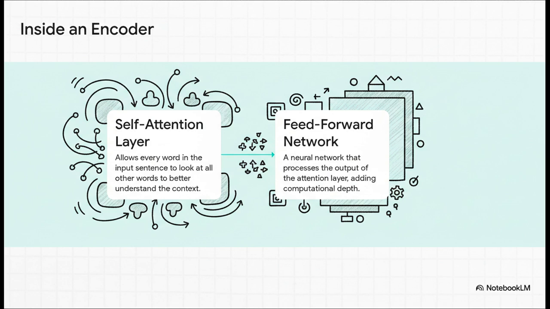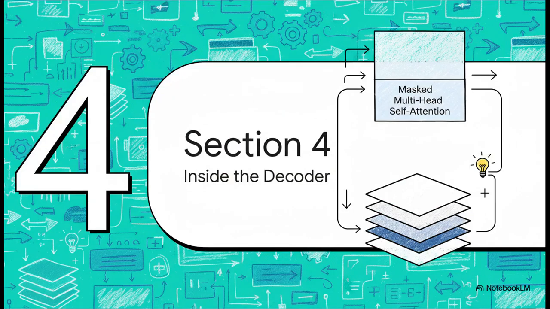After that, all that information gets passed through a pretty standard feed-forward network, which just does some extra number crunching to process it all a bit deeper. Great. Now, let's jump across to the right side of the diagram. The decoder looks pretty similar to the encoder, but it has one extra absolutely critical step.